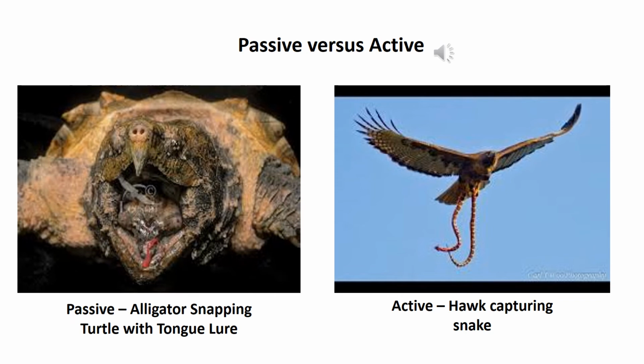Passive versus active. Passive, alligator snapping turtle will sit in the bottom of a river or a lake, and they usually live in Louisiana and East Texas. And you see their little red tongue at the bottom acts as a lure. They can't move fast. They'll wait for a fish to come to them, lure them with that tongue, which looks like a worm, and then chomp down. Active, on the flip side, is a hawk actually looking for a snake to eat and hunting it down.